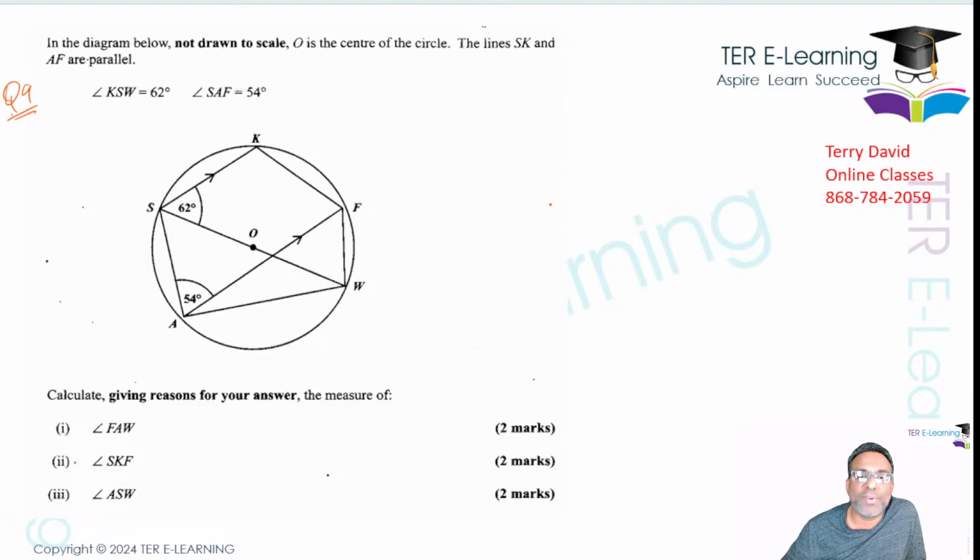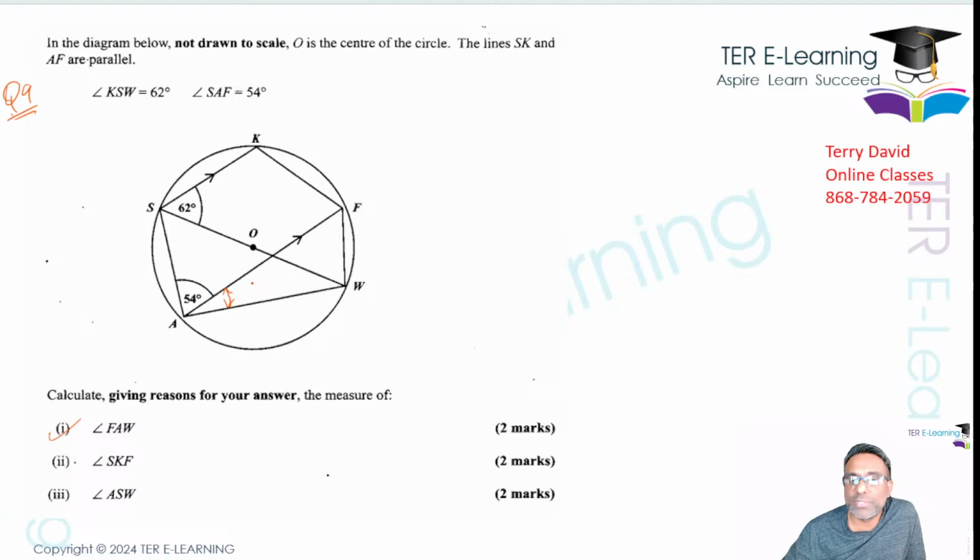So we have a diagram here. We have a circle and some lines inside the circle. They want you to calculate angle FAW from the diagram. That's this angle here.